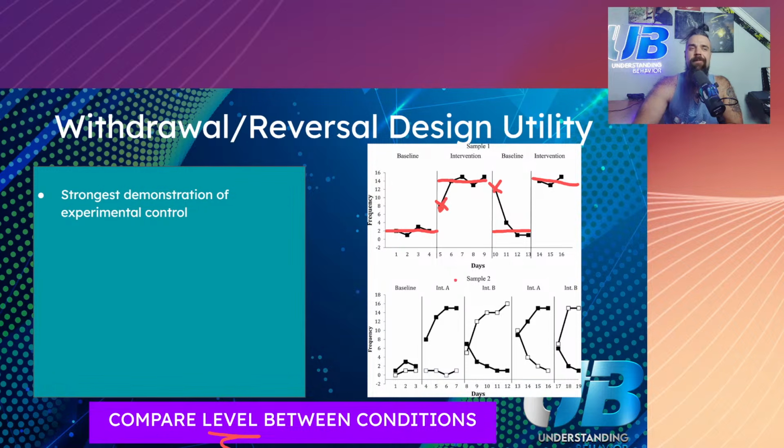To tell if we have experimental control, we want to compare the level between our conditions. And to recap from last week as well, in which phase here can we tell that we have good experimental control? Is this going to be phase 1, 2, 3, or 4? What do you guys think?